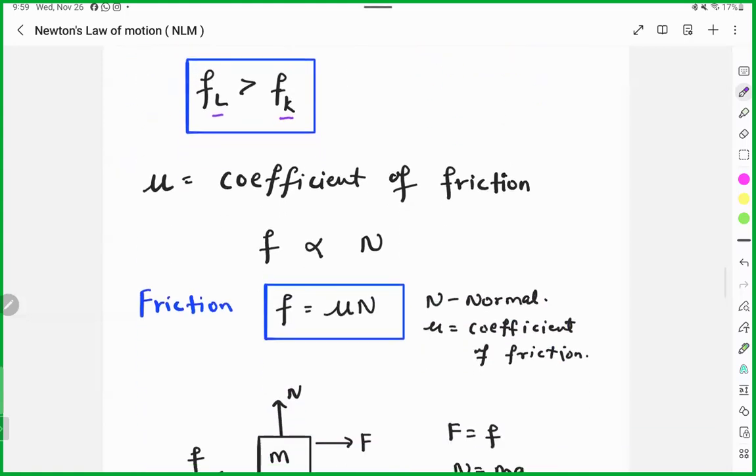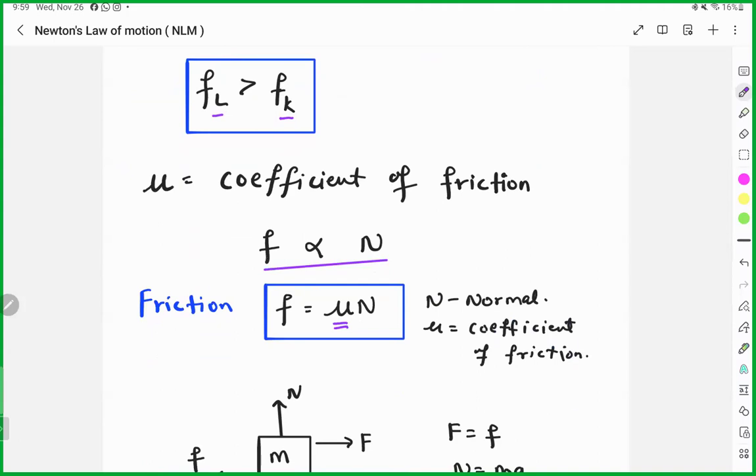So in this situation, friction depends upon the normal. Friction is directly proportional to the normal value. Correct? And when you remove the proportionality constant, you come up with the coefficient of friction. And this depends upon the material.